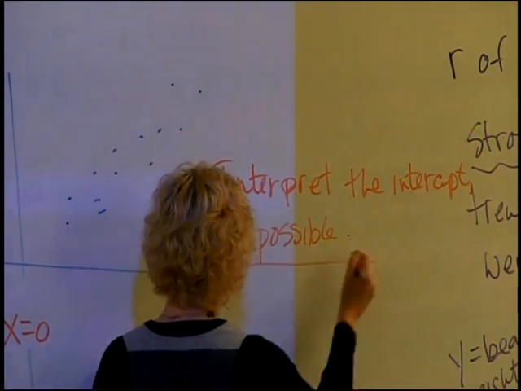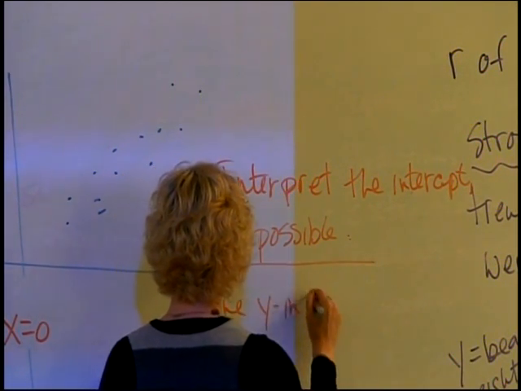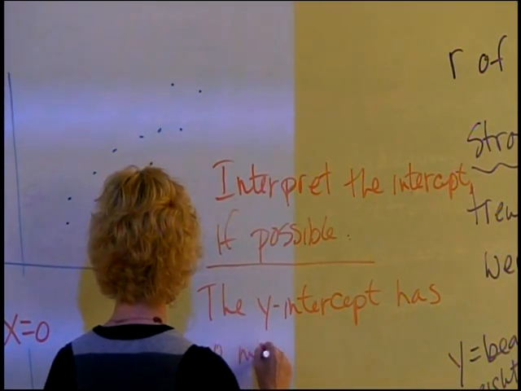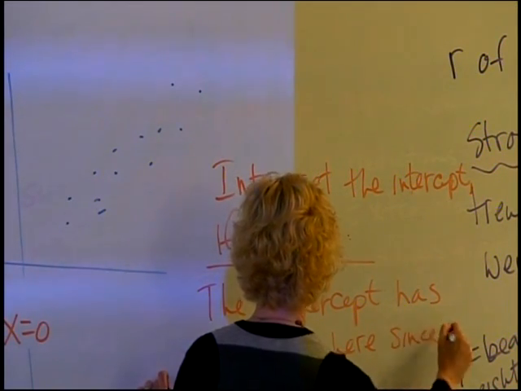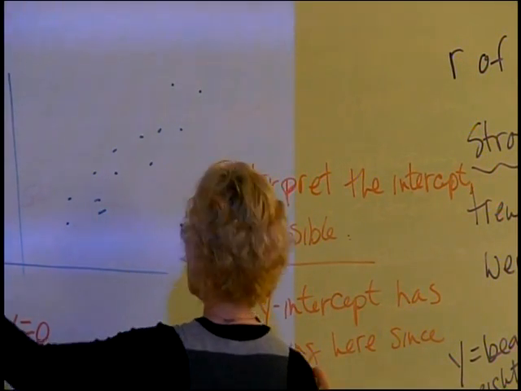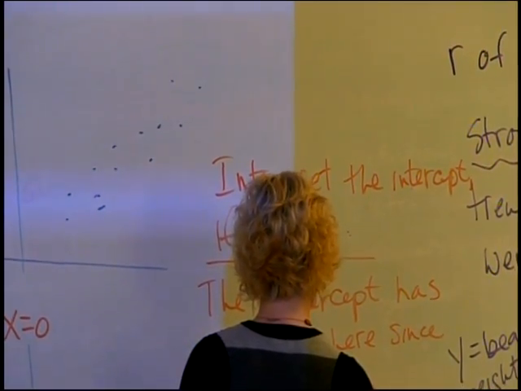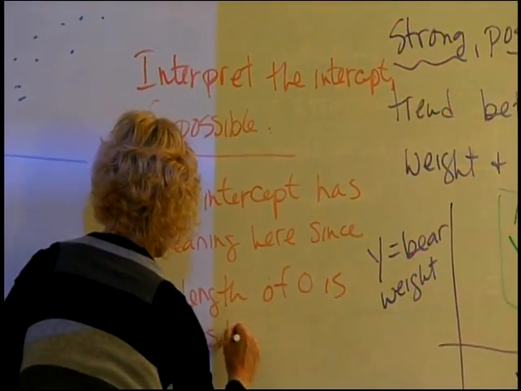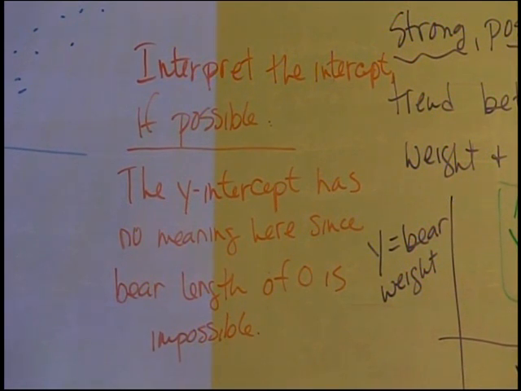So if we interpret the intercept, we would say the y-intercept has no meaning here, since a bear length of 0 is impossible. That make sense?